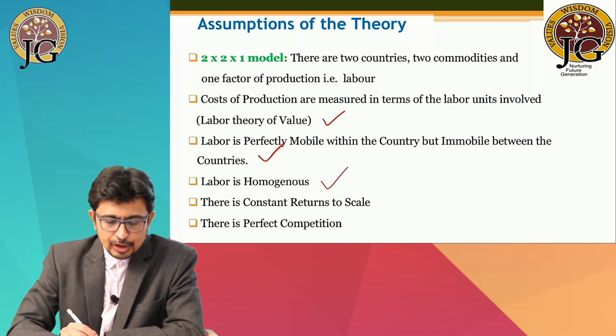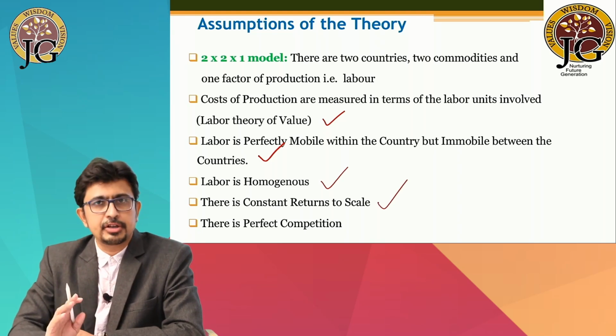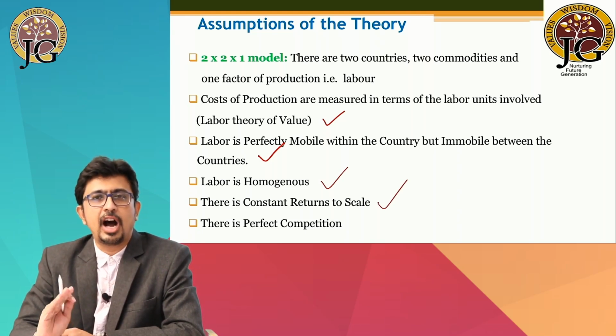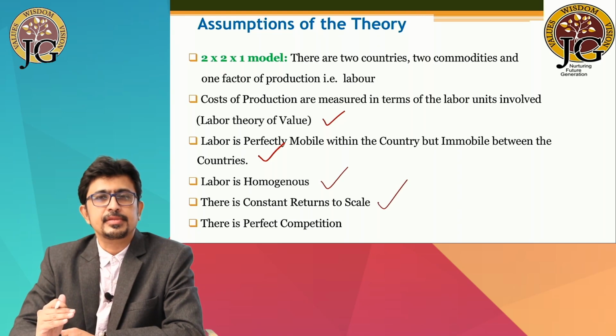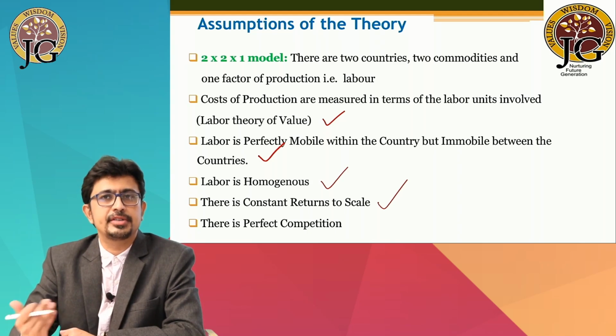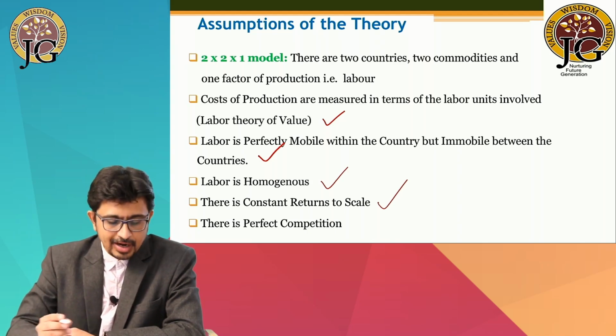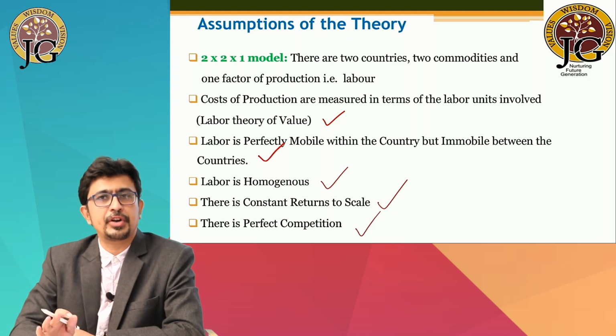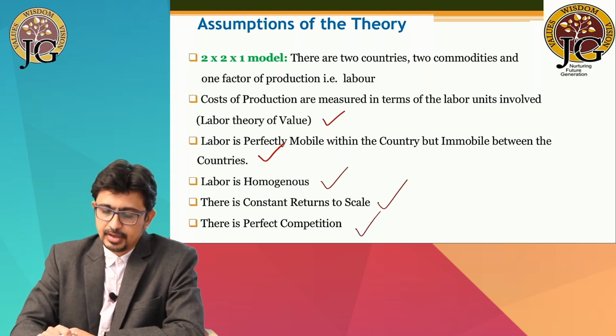Next, there are constant returns to scale. Constant returns to scale basically mean that the output increases in proportion to increase in the inputs. So there is a proportionate increase in the output in relation to increase in the inputs. And finally, it is assumed that there is perfect competition in the market.